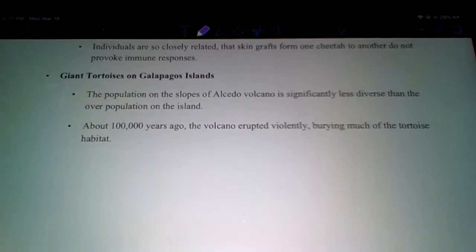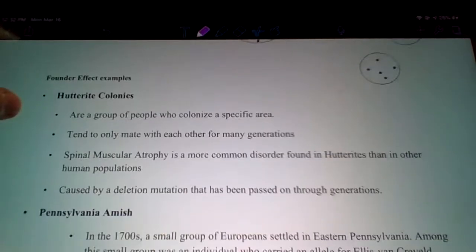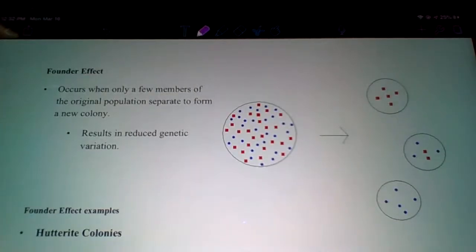All right. And that's what 100,000 years will do. And the reason that they can't mate with each other is because of the final method of the final change, and that would be natural selection. But before we get to that, let's talk about the founder effect.